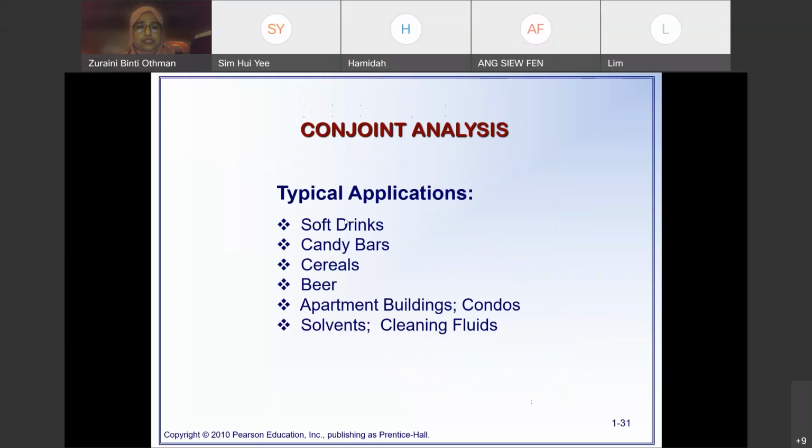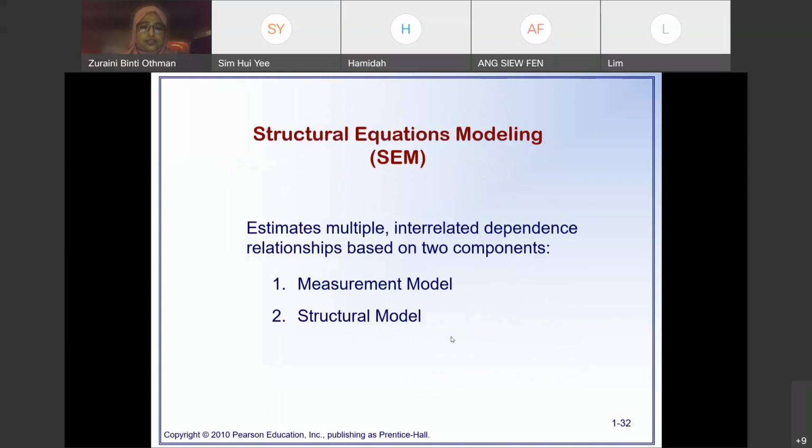Typical applications of this analysis are soft drinks, candy bars, cereal, beer, apartment buildings, condos, solvents or cleaning fluids. And this is structural equation modeling. You use it if you want to estimate multiple interrelated dependent relationships based on two components, the measurement model and the structural model.